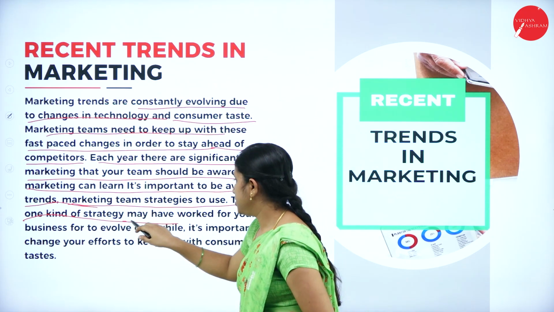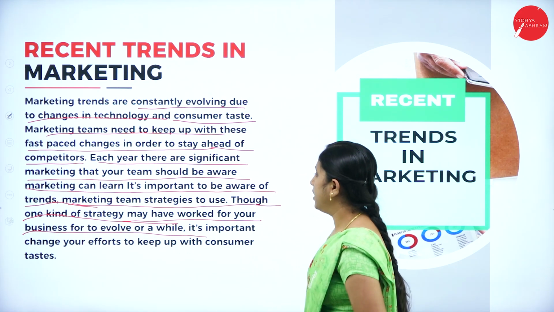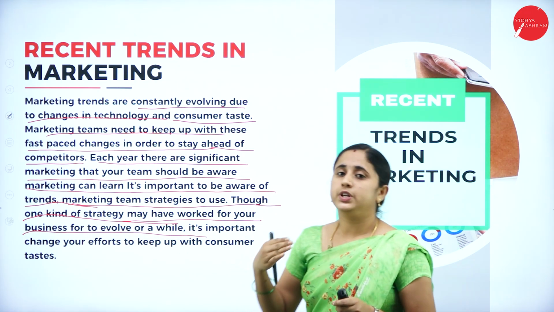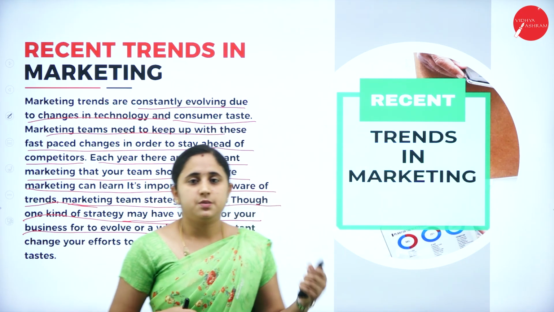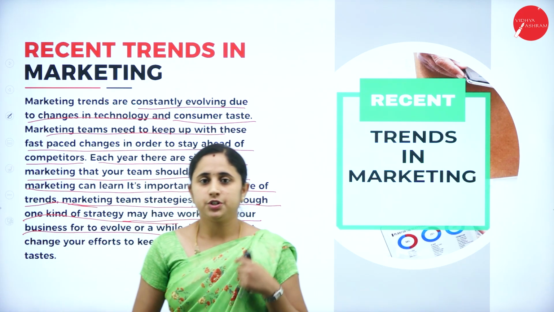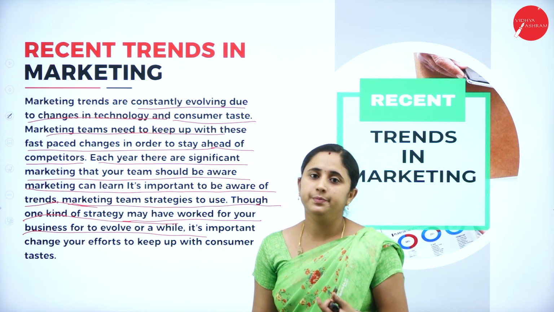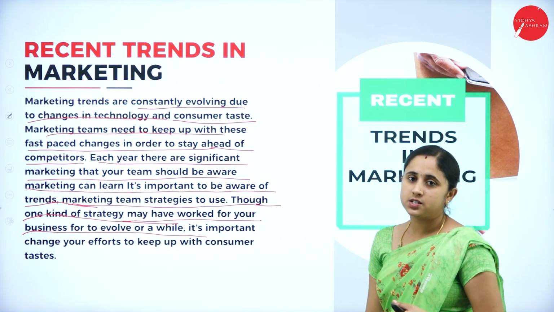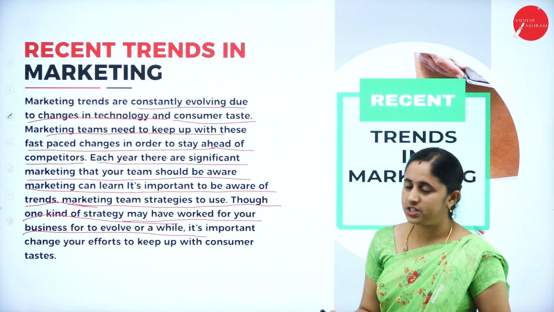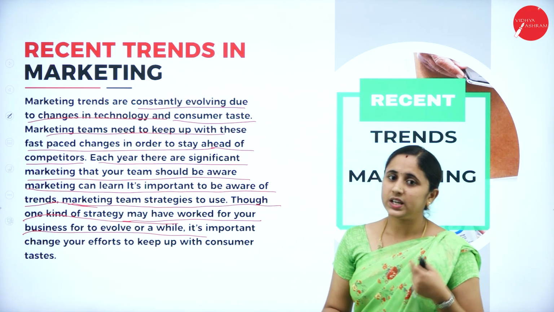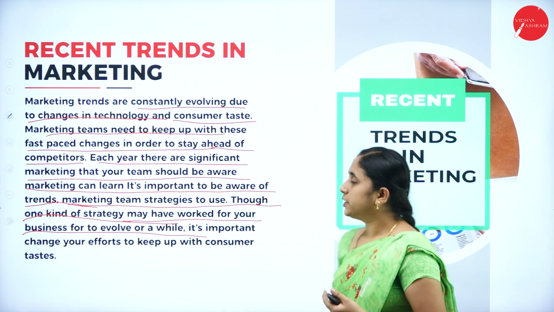Though one kind of strategy may have worked for your business for a while, you need to know all the information about the changes in technology as well as changes in customer needs. So, according to the information, you are going to make your strategy. But some of the strategies may not work for your business. So, you need to adopt the changes. Which strategy is working for you? You can adopt the changes so that it helps to increase your demand. So, it helps in continuous supply of your product to the market.